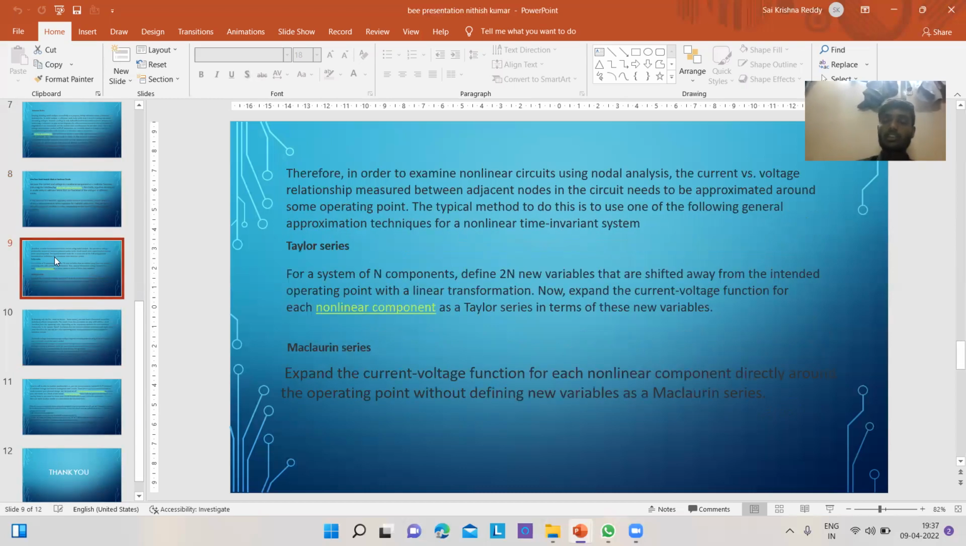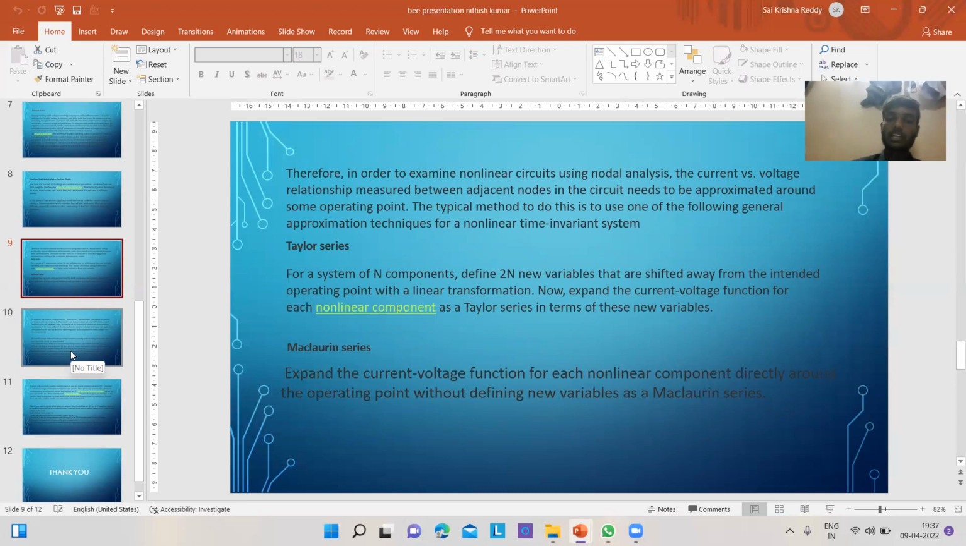Therefore, in order to examine nonlinear circuits using nodal analysis, the current versus voltage relationship measured between adjacent nodes in the circuit needs to be approximated around some operating point. The typical method to do this is to use one of the following general approximation techniques for a nonlinear time invariant system. Taylor series: for a system of n components, define n new variables that are shifted away from the intended operating point with a linear transformation. Now expand the current voltage function for each nonlinear component as a Taylor series in terms of these new variables.